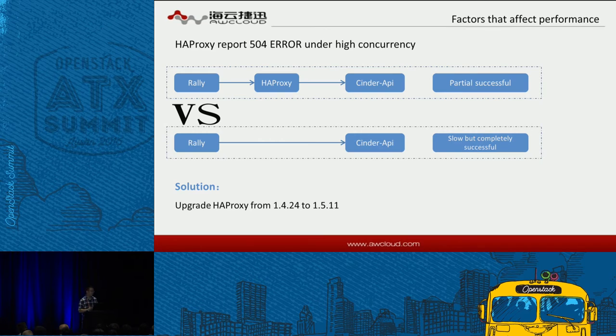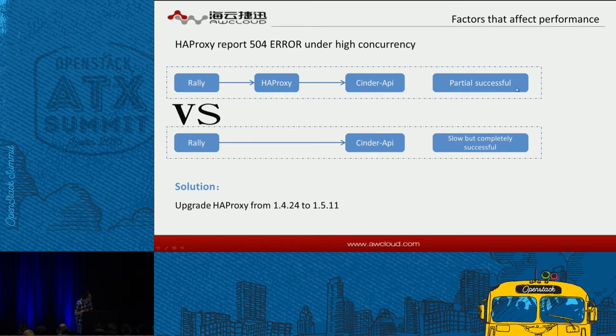First, let us look into the HAProxy. When we use Rally to benchmark our cluster, we found some failover errors in the HAProxy log. At first, we couldn't determine why HAProxy reported a failover error. We didn't know whether it came from the HAProxy itself or from the backend services. So we removed the HAProxy, and we ran another test.